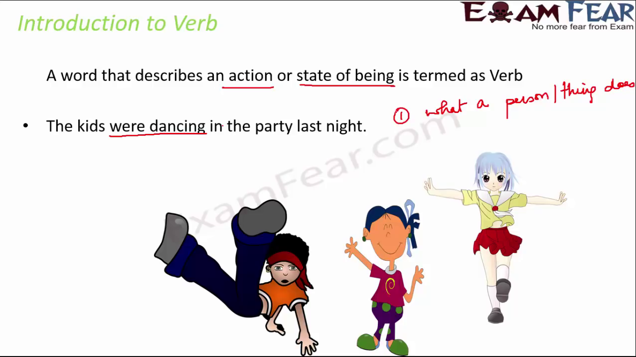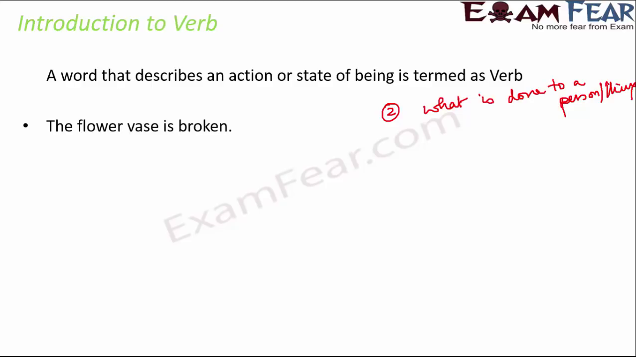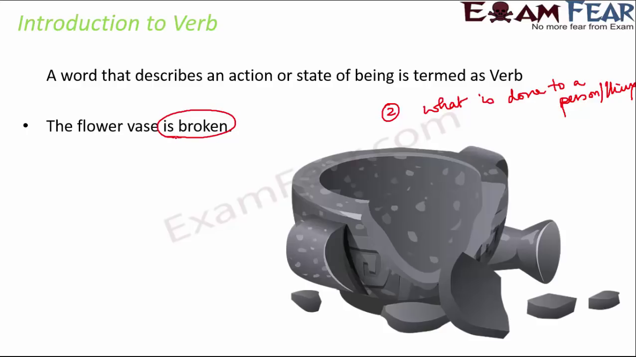A verb can either tell us what a person or thing does, or it can tell us what is done to a person or thing. Let us look at this example. The flower vase is broken. Here it doesn't tell us what the flower vase is doing, but it tells us what is being done to the flower vase. So here is broken is the verb.